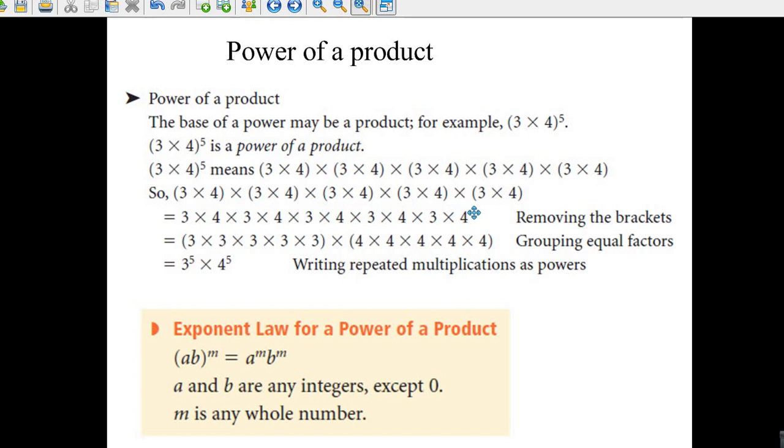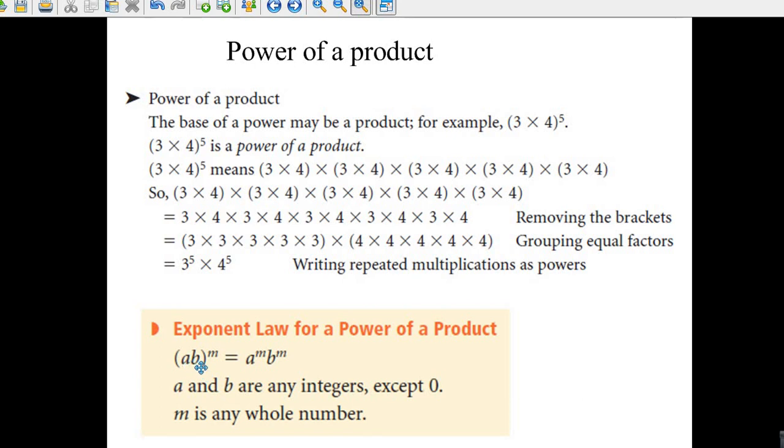Because when you're multiplying, there's a thing called the associative principle that says it doesn't matter the order that we do this in. As long as we count the right number, we can change the order of all of this. Put all the 3s together, that's 3 to the 5th power. Put all the 4s together, it's 4 to the 5th power. And instead of doing all that thinking, there's a rule.